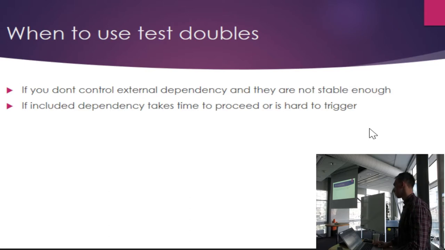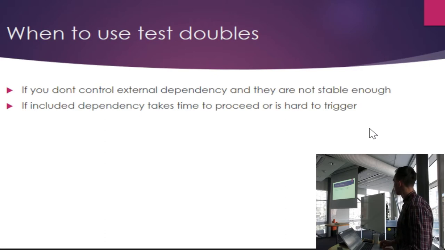Let's say you don't control an external dependency, so it's a good point to consider using test doubles, and also if it's not stable enough. For example, let's say that you are working in a real-time operating system, then you will have to make a test double for your development environment, but when you run your unit tests on your target, it's not a good idea to make a test double for it because it's pretty stable.